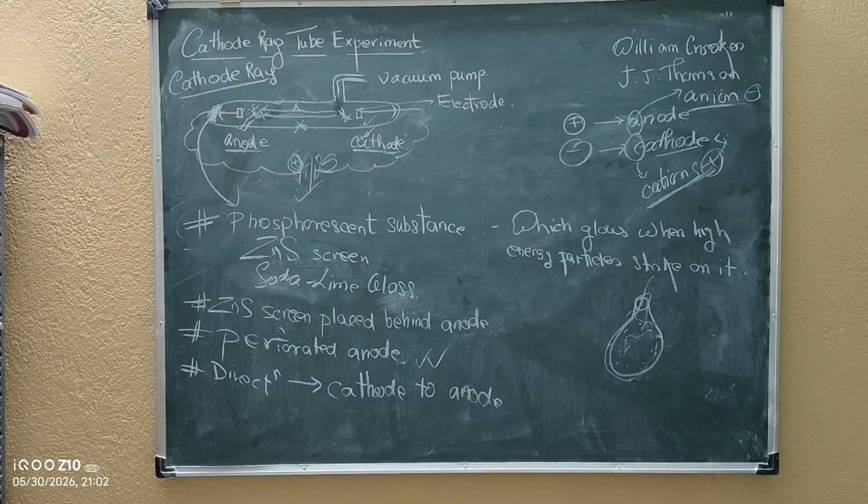And this is the cathode ray tube experiment which was performed by William Crookes for detection of cathode ray, not for the detection of electrons. Clear or not clear? Clear? Till this much. Is it clear?